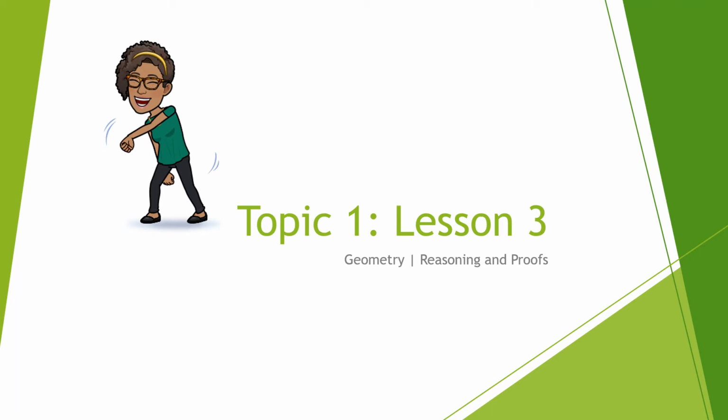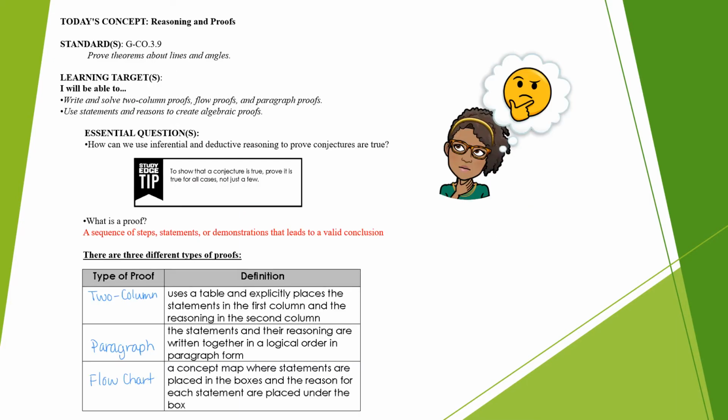Good day, students. This is topic 1, lesson 3, reasoning and proofs. In this lesson, we're going to be looking at several things. We're going to be looking at proofs in regards to two-column proofs, flow proofs, and paragraph proofs, and get into how we develop a proof based on certain types of reasoning.